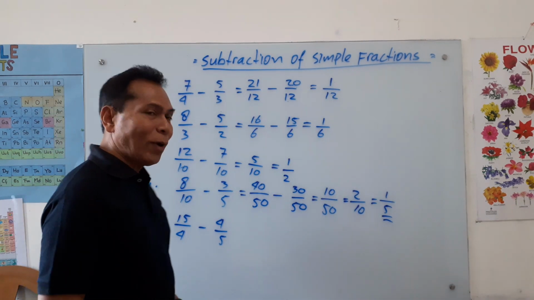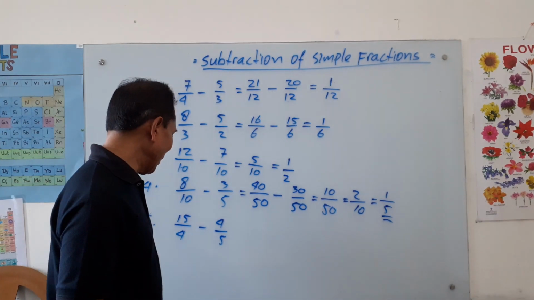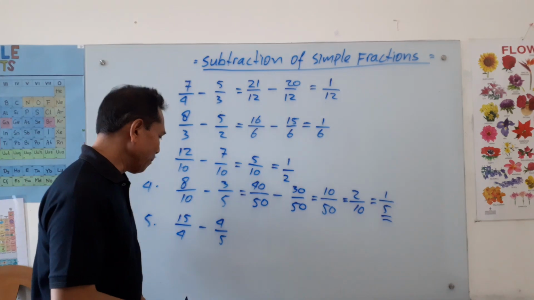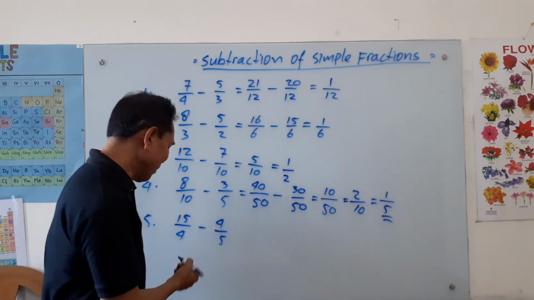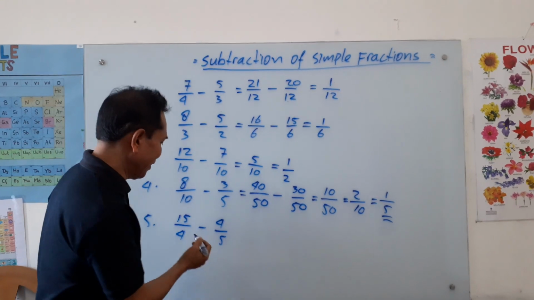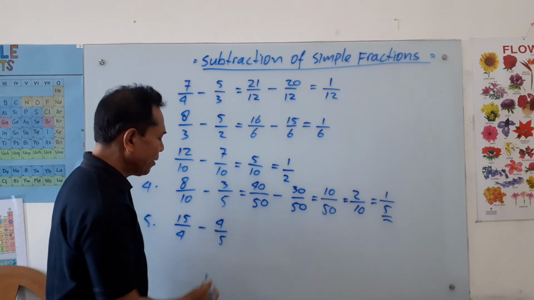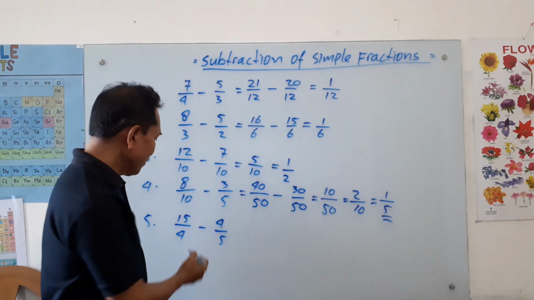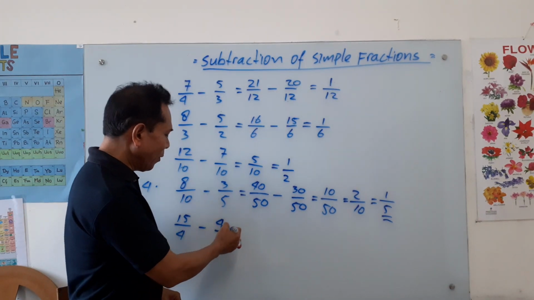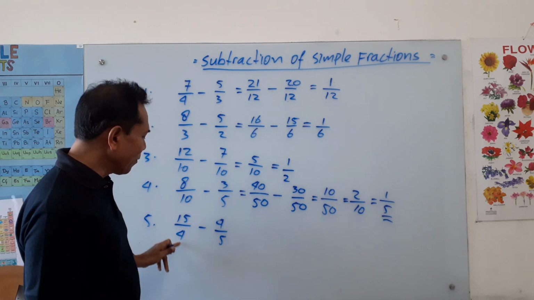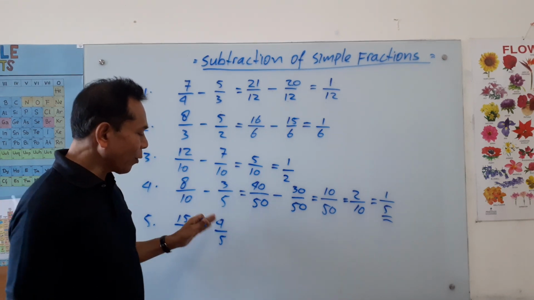Now, we go to the next one. Number 5 is the last number for you. I hope you understand this explanation well. Now, we have 15/4 minus 4/5.